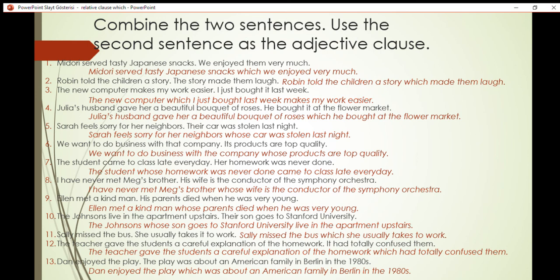Now, if these sentences make no sense, or if it's difficult for you to understand where to connect them and how to connect them, you can simply try to translate them into Turkish. Right, let's take a look at the second sentence and translate it together. Robin told the children a story. The story made them laugh. Robin çocuklara bir hikaye anlattı. Hikaye onları güldürdü. O zaman Robin çocuklara onları güldüren bir hikaye anlattı.